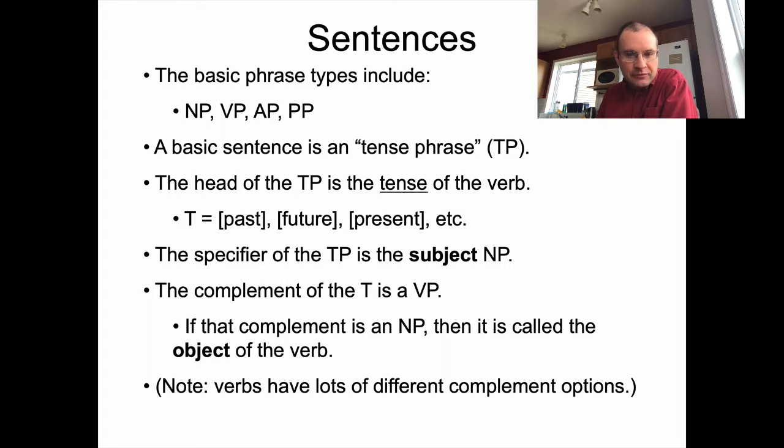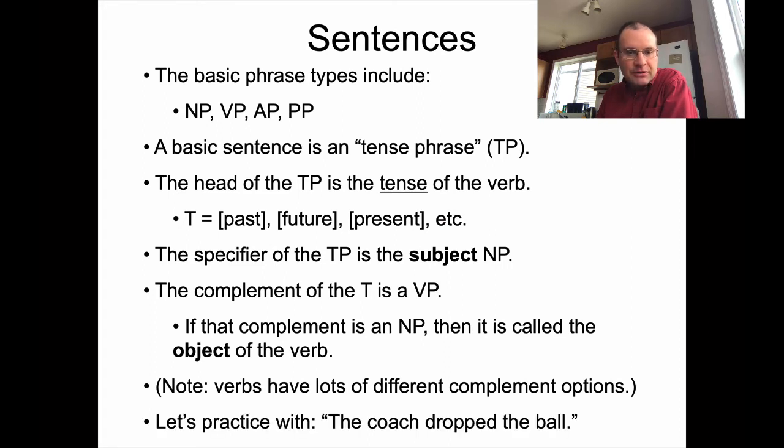I said this before, but verbs have lots of different complement options. And I'm going to show you how this basic structure works with the sentence, the coach dropped the ball. Just as we go into it, in case you haven't heard this terminology before, our main verb here is dropped, the subject is the coach, and the object is the ball. So how does this work?